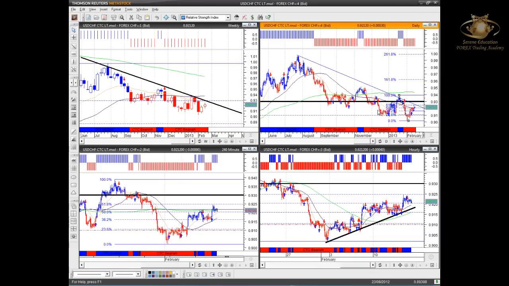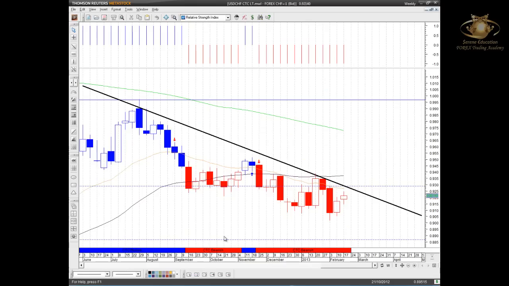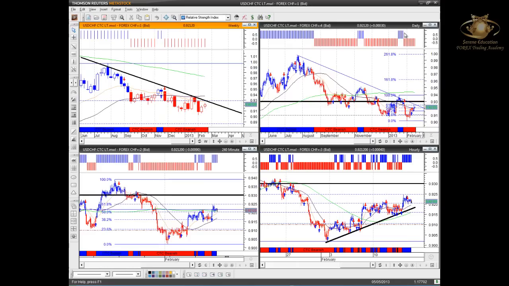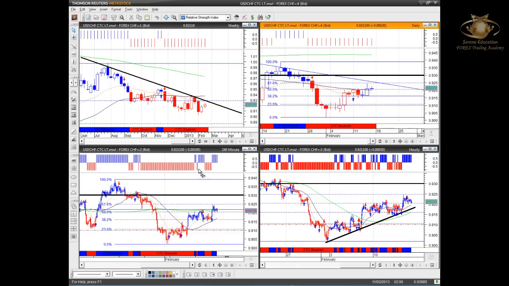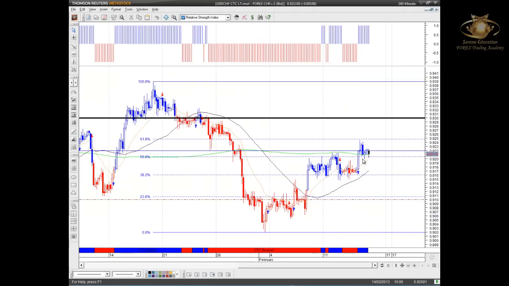Just looking back at the major scheme, you can see quite clearly here on my weekly, a lot of consolidation at this 930 mark. So that would clearly be my target if price still keeps wanting to trade to the upside. So near term, very aggressive entries, and take your profits when they present themselves.